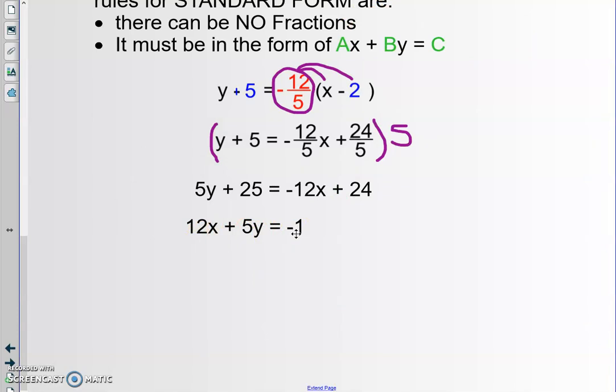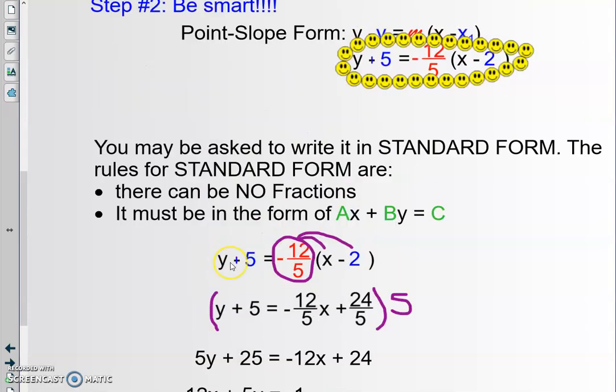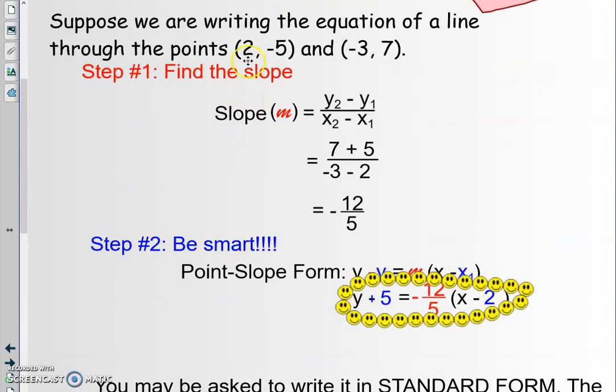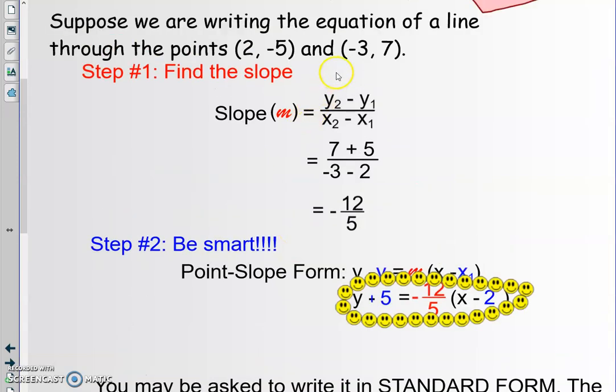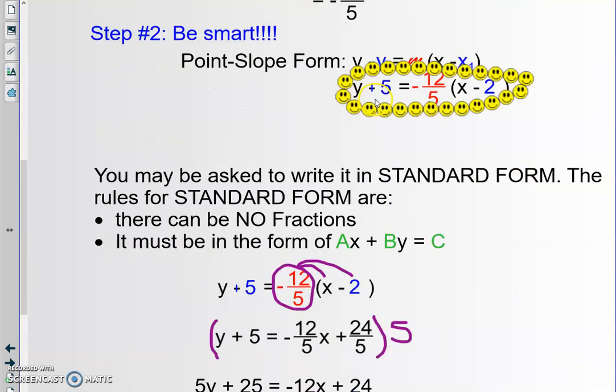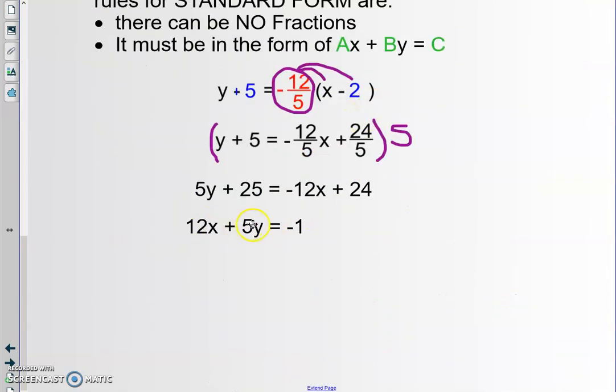By the way, it never hurts to check your answer. If you recall, one of the original points we had was the point (2, -5). Well, if I go down to this equation and I put that 2 in for x and the -5 in for y, it's a true statement. I could do the same for this (-3, 7). If I put -3 in for x, 7 in for y, again, I get a true statement.